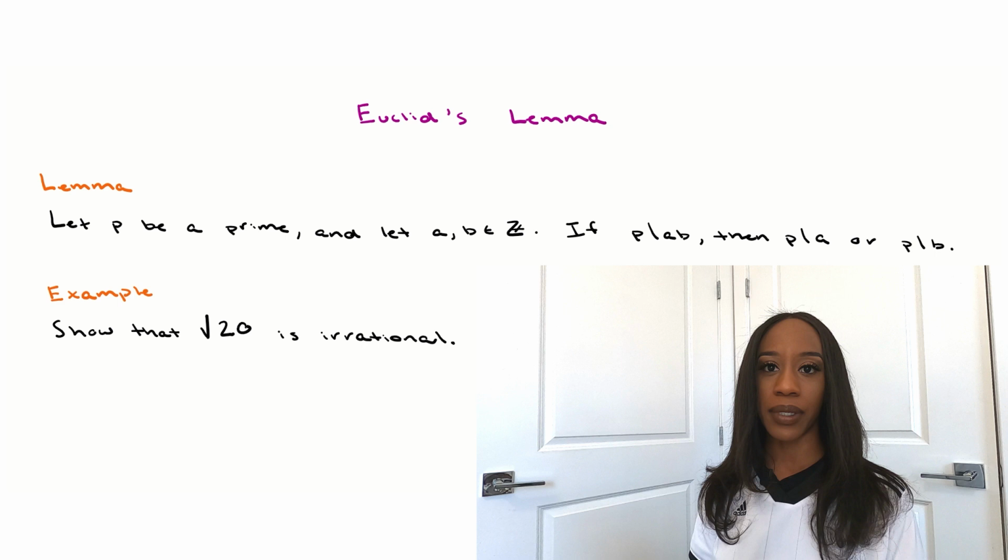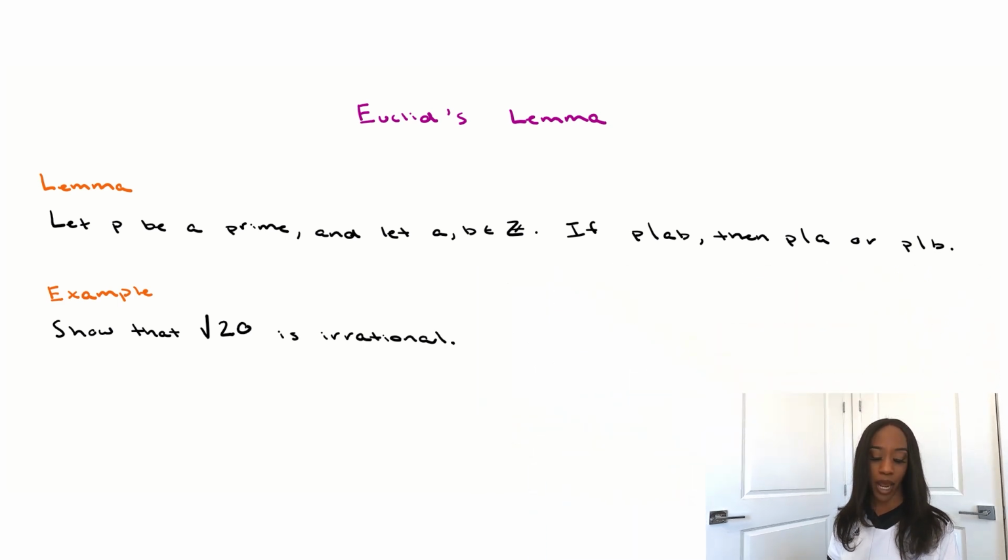I'm Coach T, and in this tutorial we'll be executing a proof using Euclid's lemma. Let's get started. Euclid's lemma states, let P be a prime and let A and B be integers. If P divides A times B, then P divides A or P divides B.